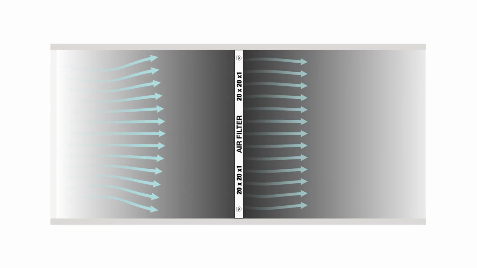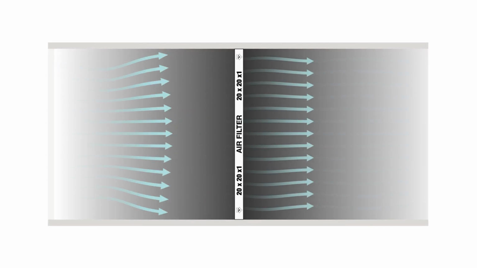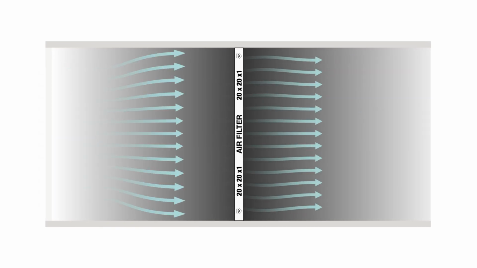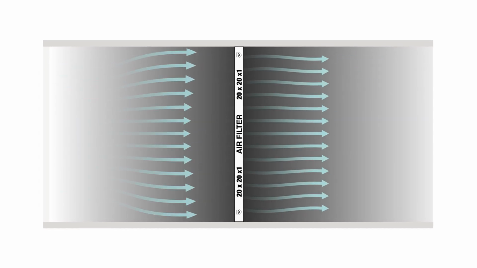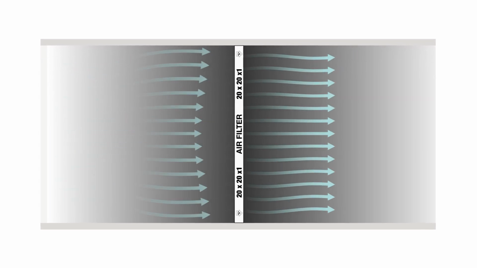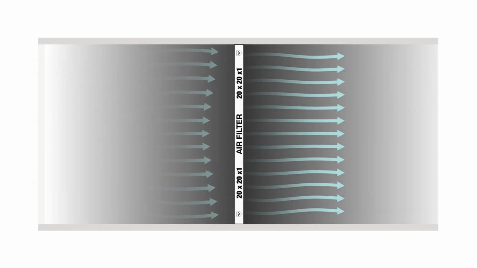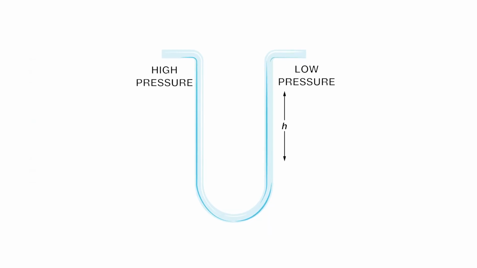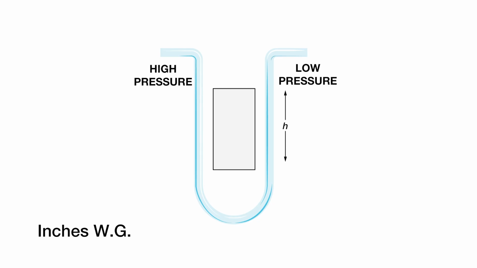An air filter will also provide a certain amount of resistance to airflow. We measure that resistance by comparing the amount of air pressure before the filter, where pressure builds up as the air works to get through, and after, where there's no resistance. This pressure is measured in inches of water gauge, or WG.